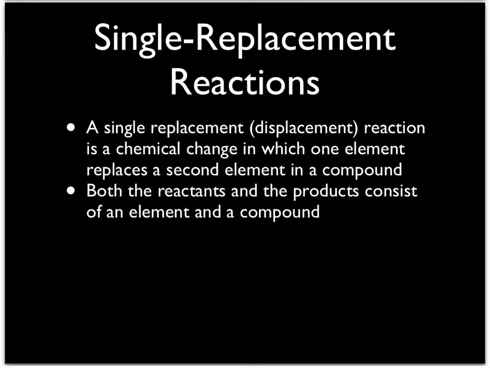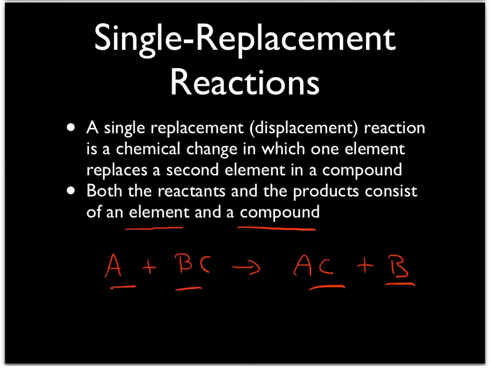What we get in this is both the reactants and the products have an element and a compound. Notice when I wrote it, element, there's just one thing, and there was a compound. I ended up with another compound, AC, and another element. So, element and a compound, element and a compound. That's what you're looking for in single replacement reactions. So anytime it's a single replacement, that's what you should find.